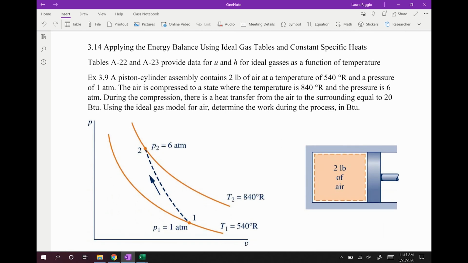Now we're going to look at how to apply the energy balance using the ideal gas tables and constant specific heats. We have a piston cylinder assembly that contains 2 pounds of air at a temperature of 540 degrees Rankine and a pressure of 1 atm. The air is compressed to a state where the temperature is 840 degrees Rankine and the pressure is 6 atm. During the compression, there's a heat transfer from the air to the surroundings equal to 20 BTUs. Using the ideal gas model for air, we want to determine the work during the process.